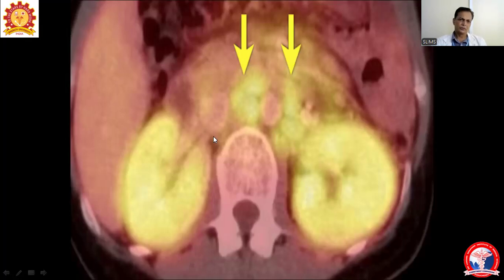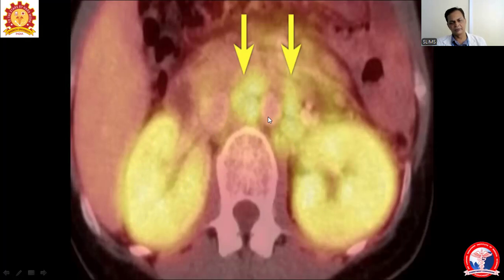On PET CT, what we are getting to see is a very strong uptake of isotope. Both kidneys are involved as well as multiple lymph nodes. Can we see here? A little bit focus view. It's very clear. This is aorta. This is vena cava. This is vertebra.